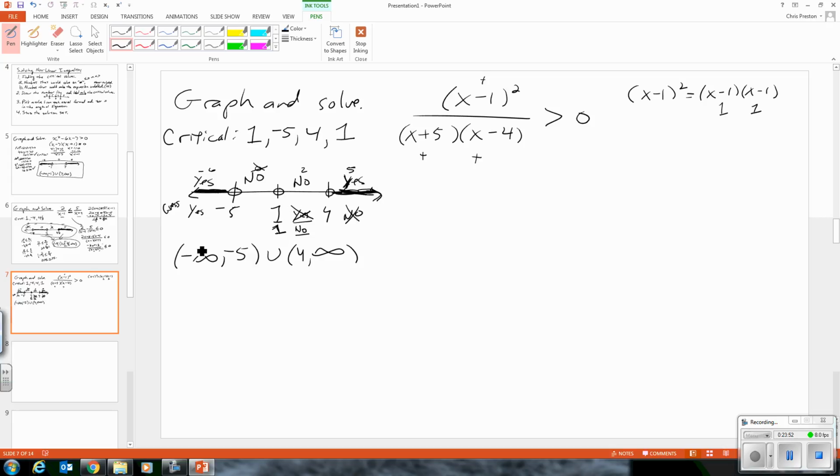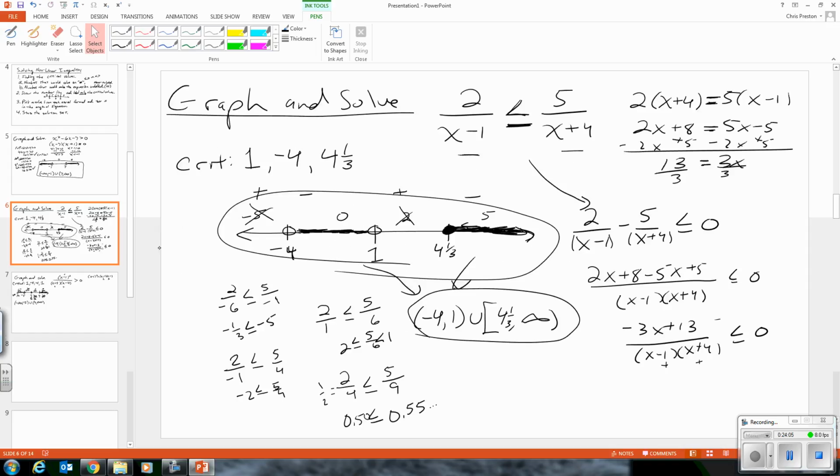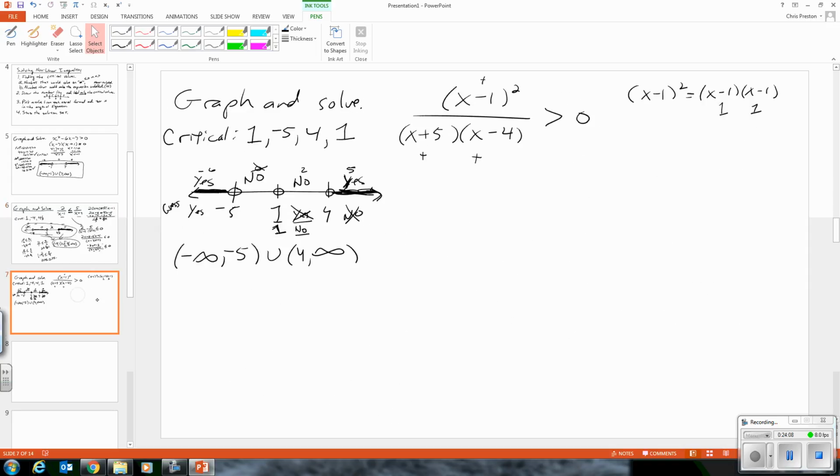So I don't alternate regions. What I alternate is critical values. That's where the switch comes in, which makes sense. I mean, yes, yes, yes, yes, yes, switch, no, no, no, no, switch, yes, yes, yes, yes. So that perfectly matches all this information.